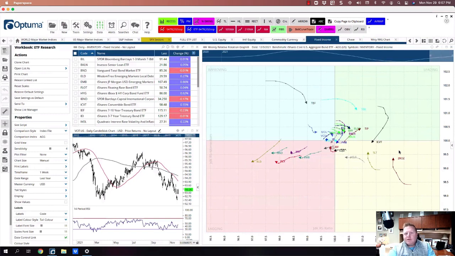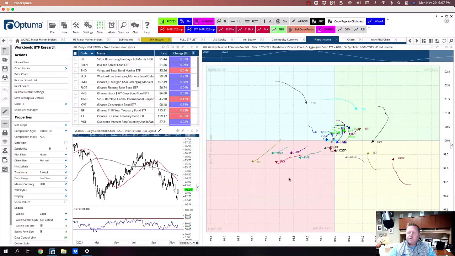Now, I could eat my words because we could always see negative interest rates in this country. Over 50% of countries overseas have seen negative interest rates, where you're paying the bank to hold your money as opposed to earning interest. But we'll have to see what happens. But bonds have been tough.